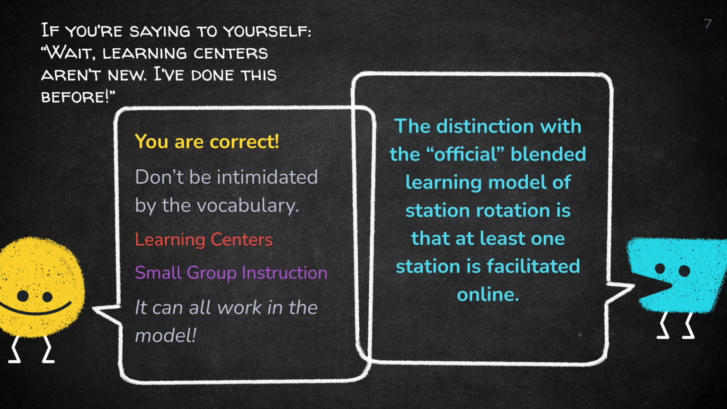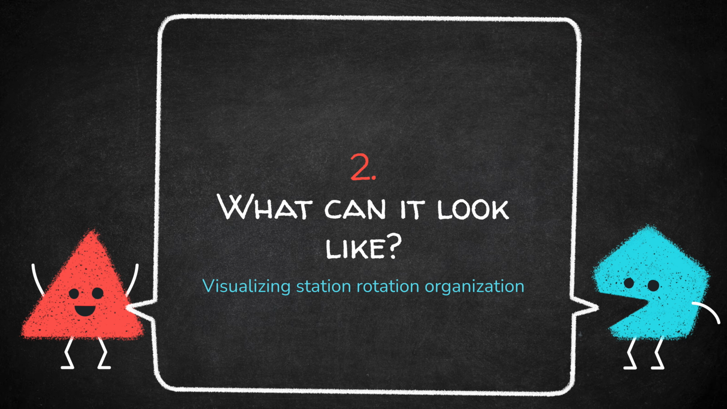So if you're saying to yourself, wait a minute, learning centers are not new, I have done this before, you are correct. So don't be intimidated by the vocabulary station rotation. If you call them learning centers, if you call them stations, if you call it small group instruction and just have kids rotate through, all of that can work in this model. The distinction with the official version of what station rotation is that at least one station needs to be facilitated online. So what can it look like?